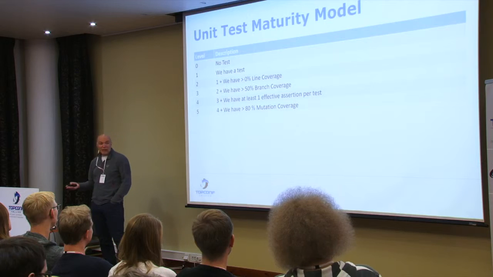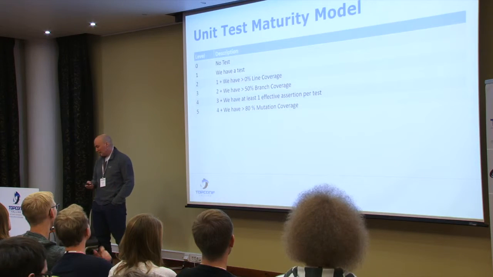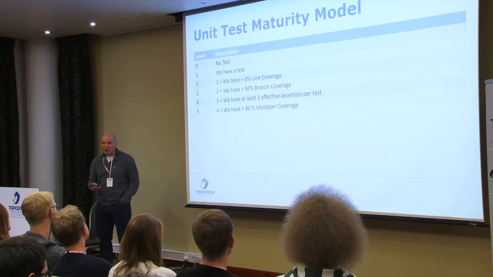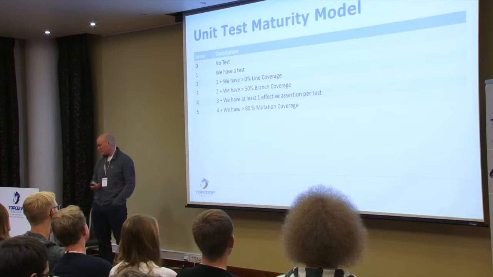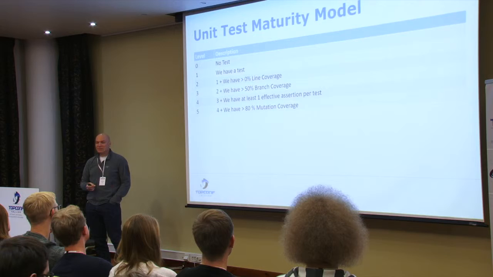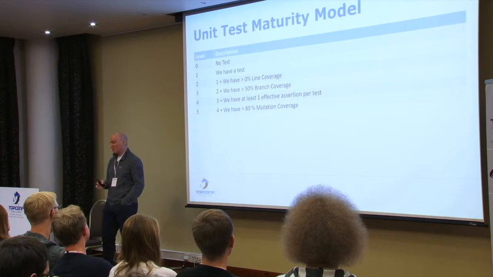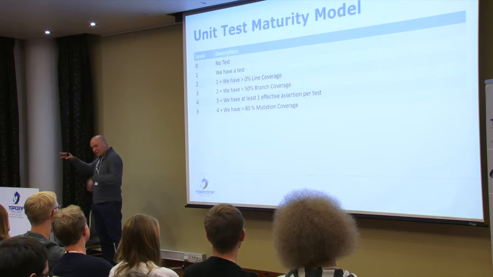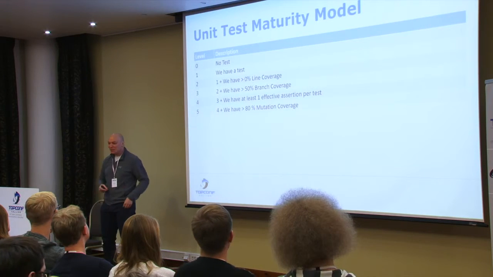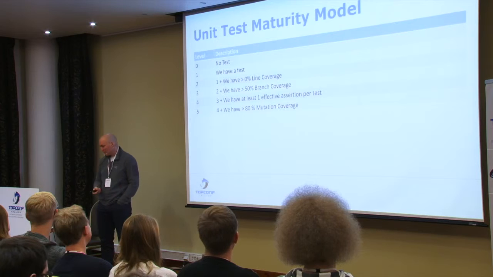If we even cover lines, that's good. If we have more than 50% branch coverage, we might accidentally find some issues, probably when we trigger an exception. When we have at least one effective assertion per test, it's not that typical. I mean, I've seen code like assert not null and then new object. So, well, we have an assertion that's just totally useless.